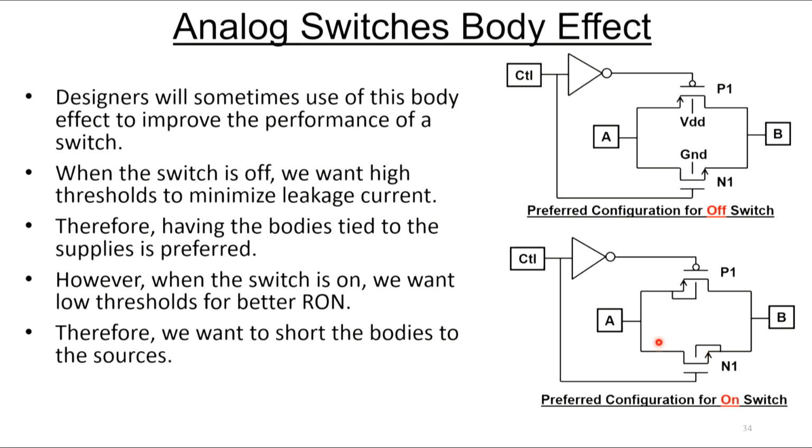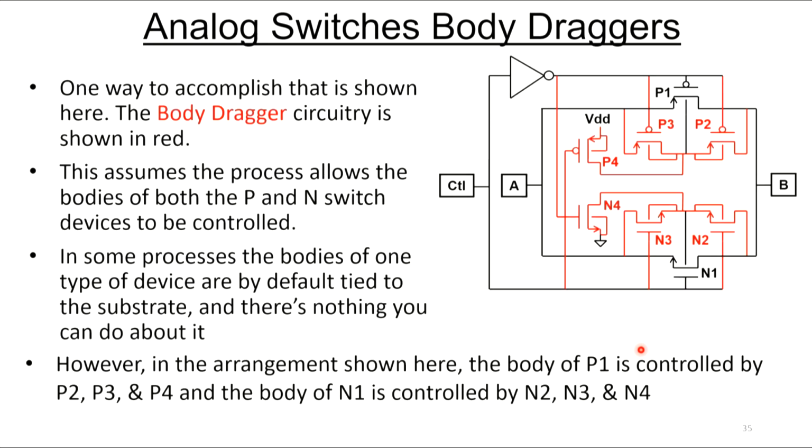So how are you going to do this? Well, one way to accomplish this is shown here. These are called body draggers. So if you hear designers talk about body dragging transistors, they're talking about transistors that are used to move the body of the switch depending on whether the switch is on or the switch is off. And we're trying to take advantage of the body effect to optimize the performance of the switch in either the on case or the off case. The way these work is we've added a bunch of transistors, P2 through P4 here.